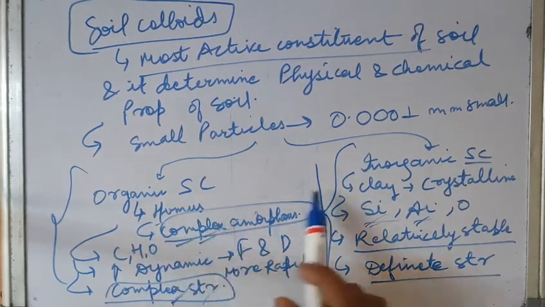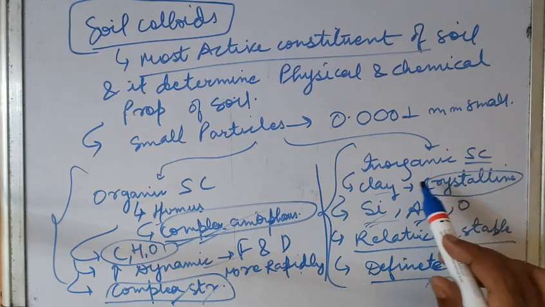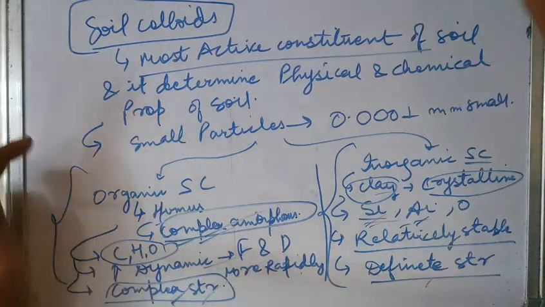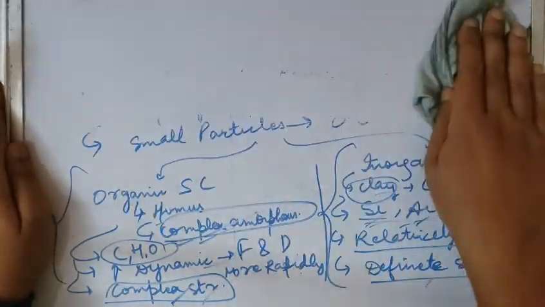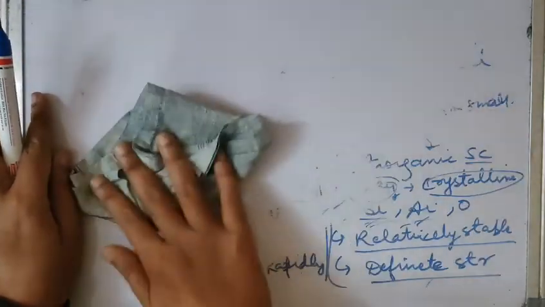Organic colloids are humus, complex amorphous. Main constituents are C, H, O. They are dynamic, that is, formed and destroyed more rapidly. Inorganic colloids are clay, crystalline, silica and alumina, with a definite structure, relatively stable. So this was all about soil colloids, and there was nothing more asked about chemical properties.